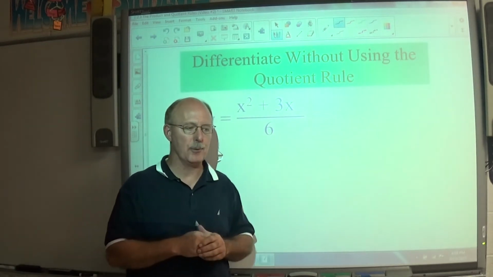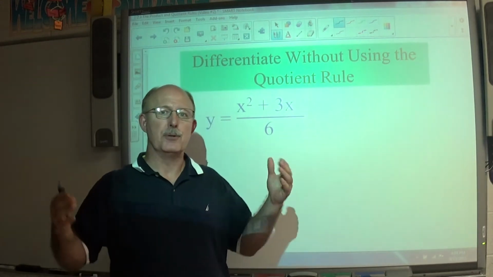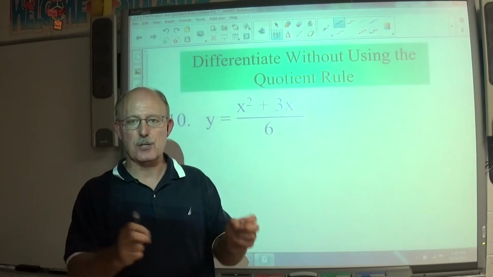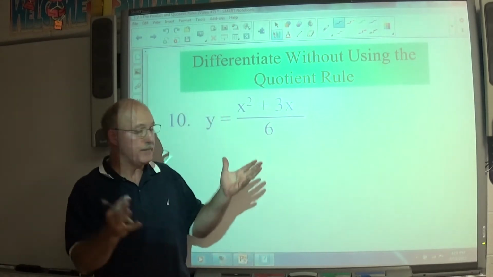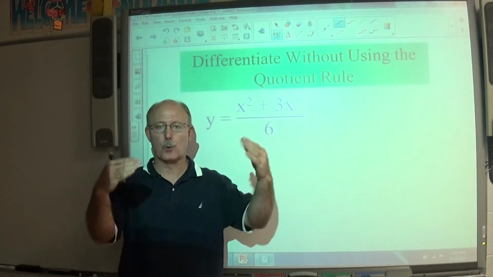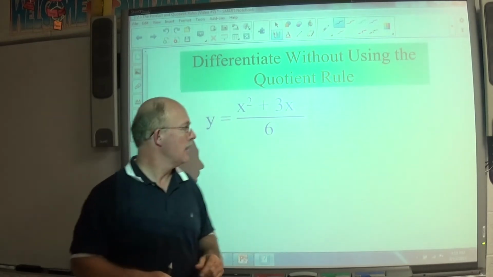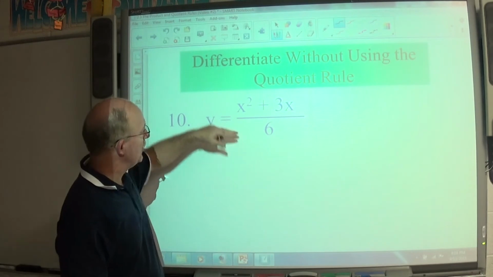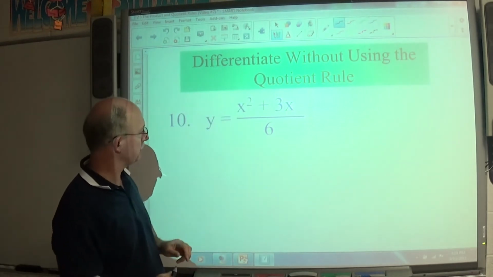So I'm going to look at a couple of examples here. These are fractions, but they're fairly simple fractions where we can find the derivative without using the quotient rule. Now, if you like the quotient rule, you can use it on every one of these and it will work. But most of these we can rewrite so that we won't have to use the quotient rule. Now here we have (x squared plus 3x) over 6.